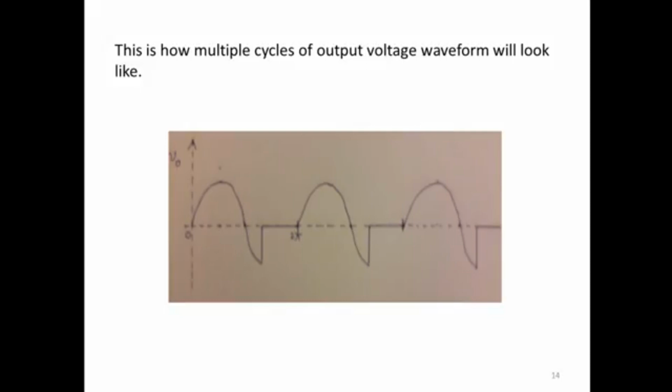This is how the multiple cycles of the output voltage waveform will look. A continuous repetition of multiple cycles of output voltage you can observe on the oscilloscope.